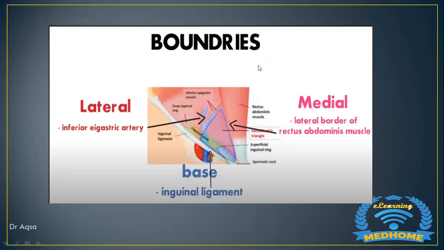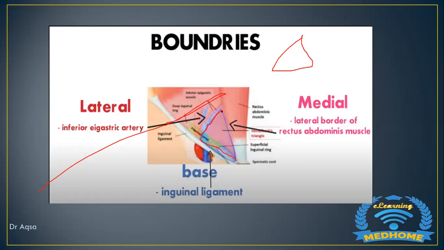Now, what are the boundaries of this Hesselbach or medial inguinal triangle? In this diagram you can see very easily that laterally we have the inferior epigastric vessels, or the inferior epigastric artery. The inguinal ligament forms the base of the triangle. In a triangle we have only 3 boundaries, not 4, because a triangle is always a three-sided structure.